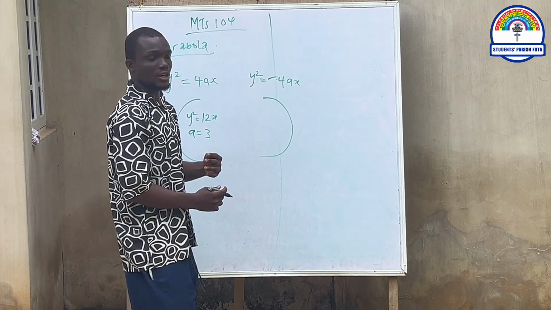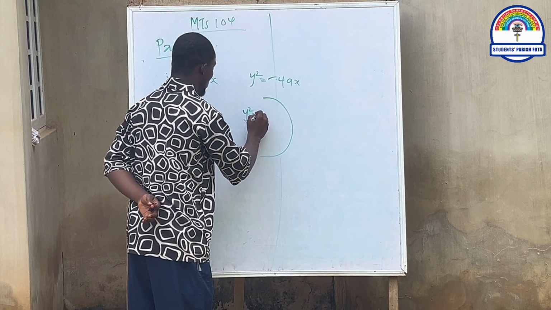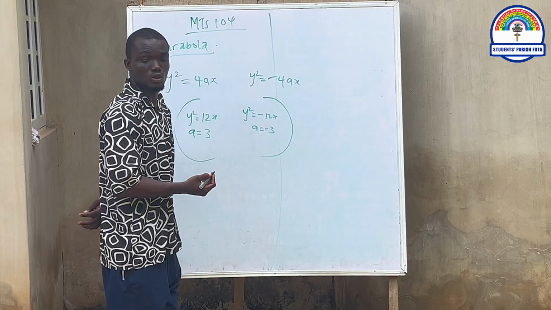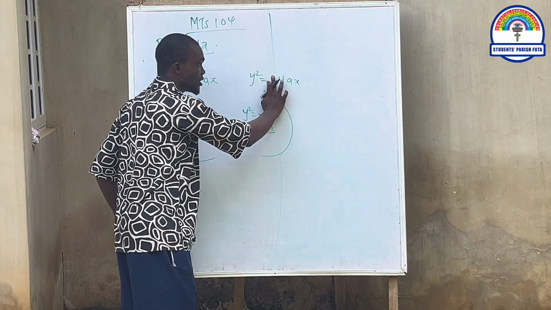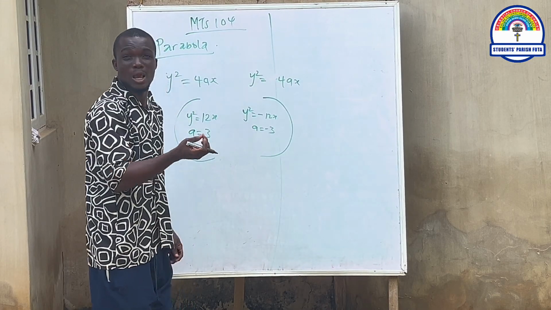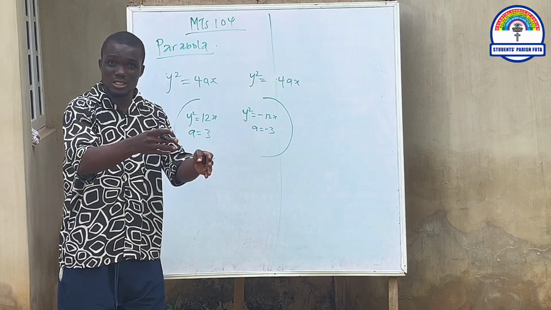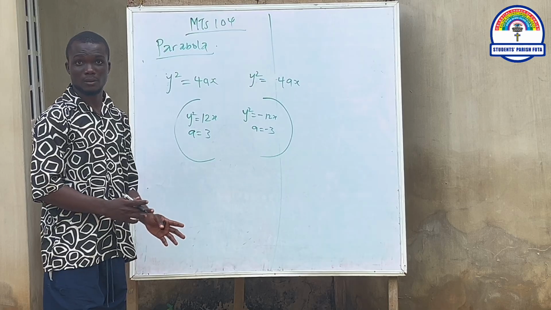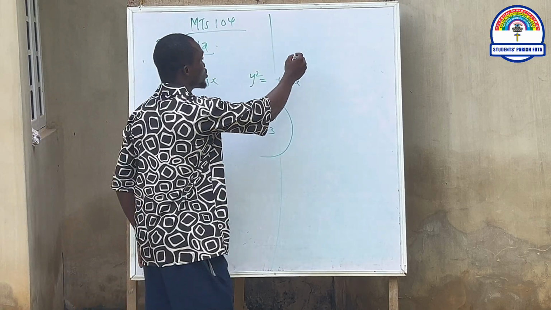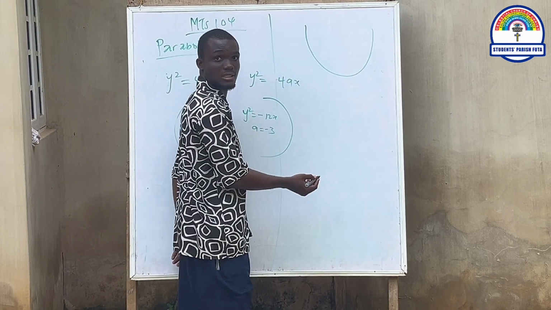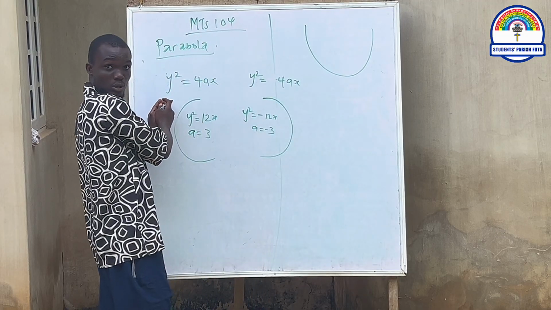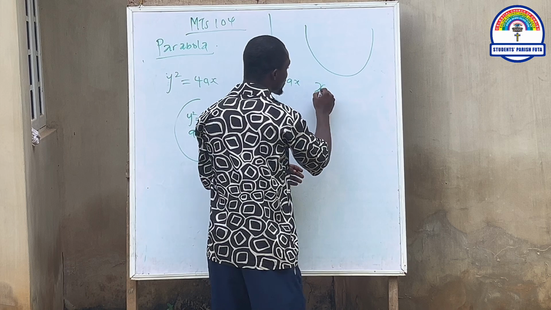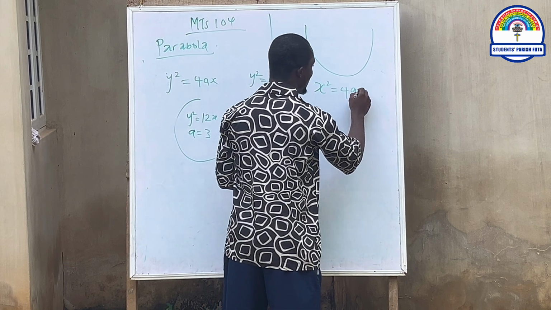Let's come to this place. If we have y squared is equal to minus 12x, our a will be equal to negative 3. So y squared is equal to 4ax, but if a is positive or a is negative, we determine the position of the parabola. You understand? If you come to this one, there's a parabola like this, and this one is y squared. Now the one facing upward is x squared is equal to 4ay.